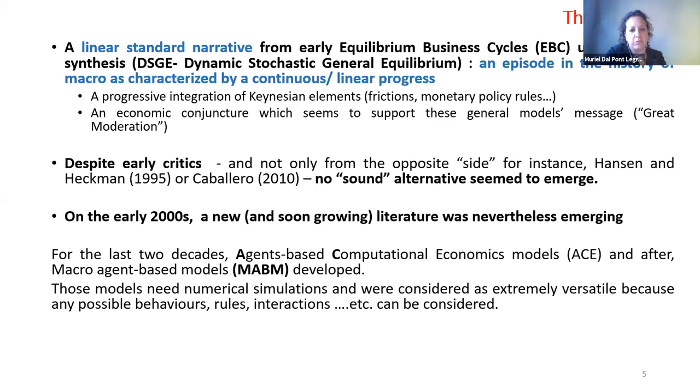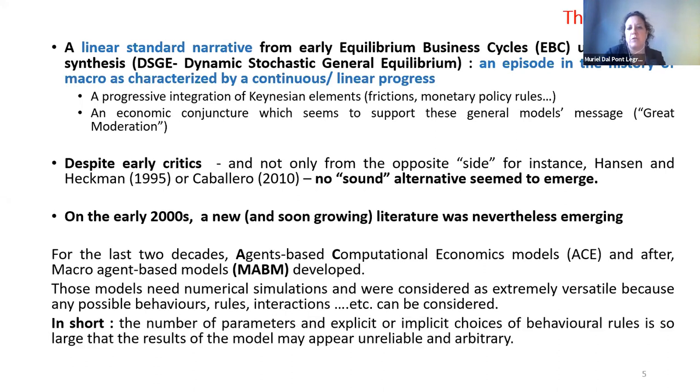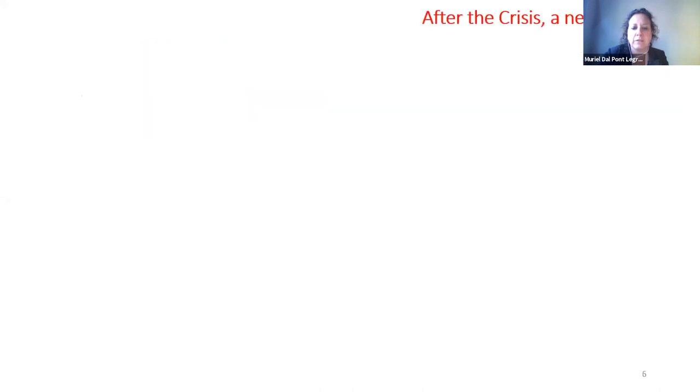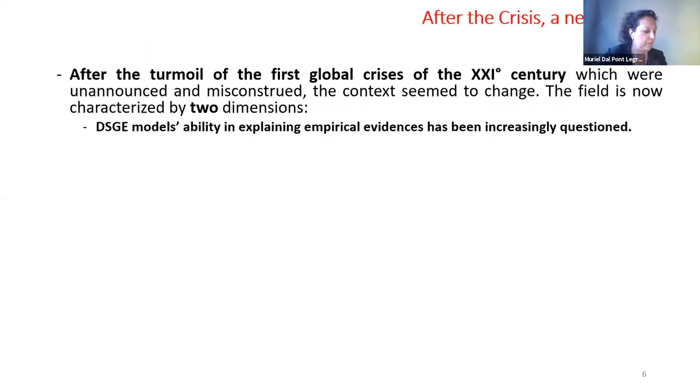But the idea is that those models look very interesting, but they also need numerical simulation. So finally, they were seen as rather fragile in their results. In short, the number of parameters and the explicit or implicit choices of behavior make the models appear to some extent unreliable or arbitrary. So the main argument of people was that if we cannot have sufficiently regular results, then we should have more discipline.